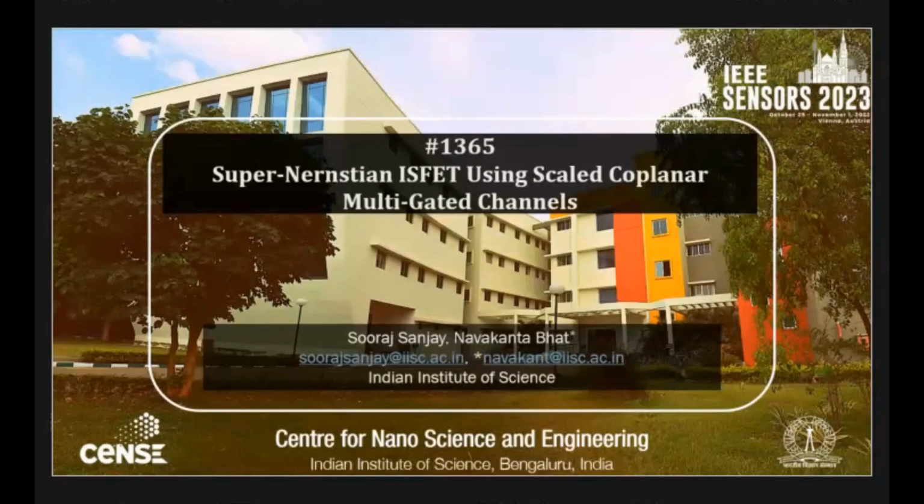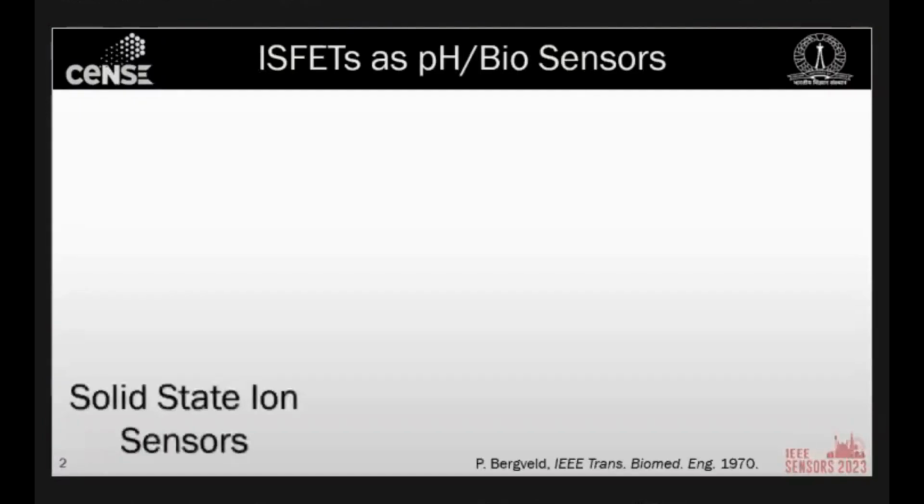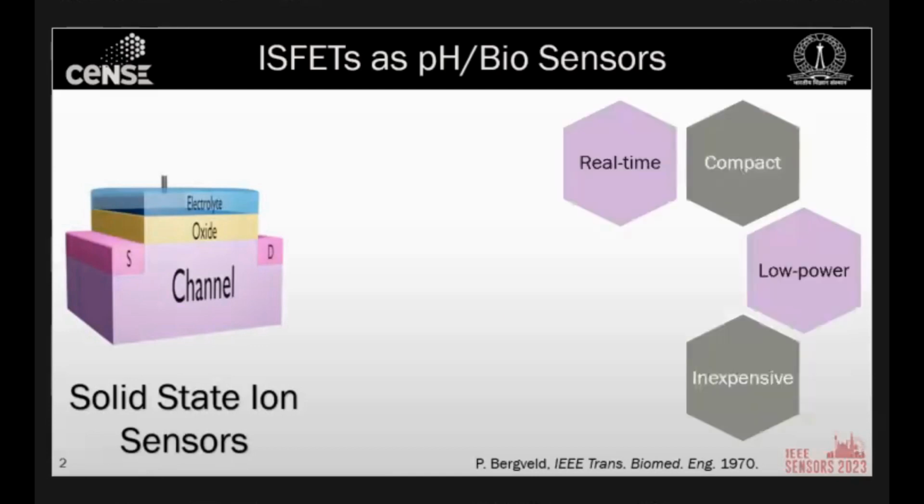Today my talk is on a Super-Nernstian ISFET using scaled coplanar channels, as we will see. Just to give a brief background, ISFET stands for Ion Sensitive Field Effect Transistor, a solid state ion sensor with an architecture very similar to a conventional MOSFET, where the only difference is that you replace the metal with an electrolyte. With all the advantages of a conventional CMOS platform, you can use it to measure a very simple biomolecule, that is pH, up to anything complicated with appropriate functionalization.